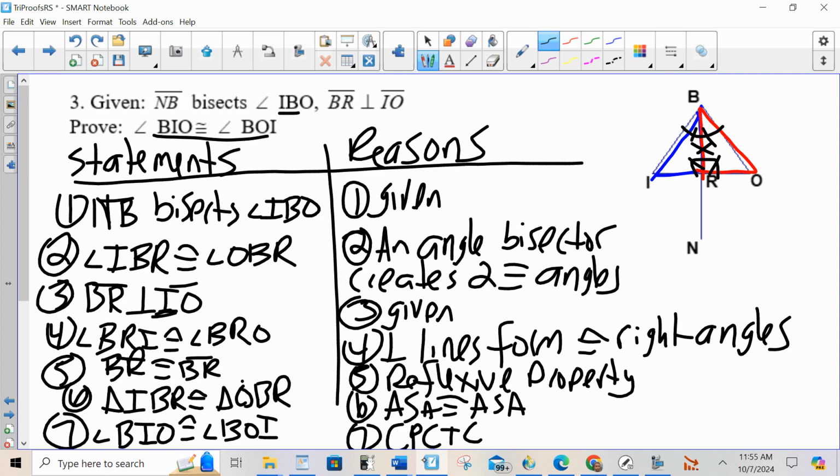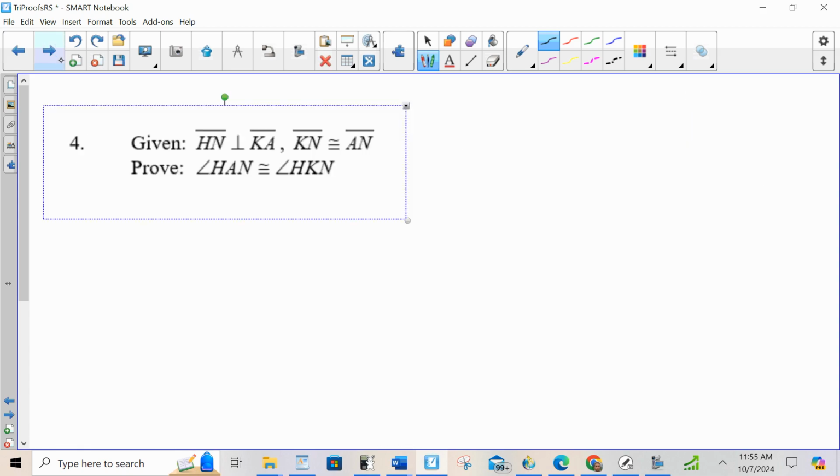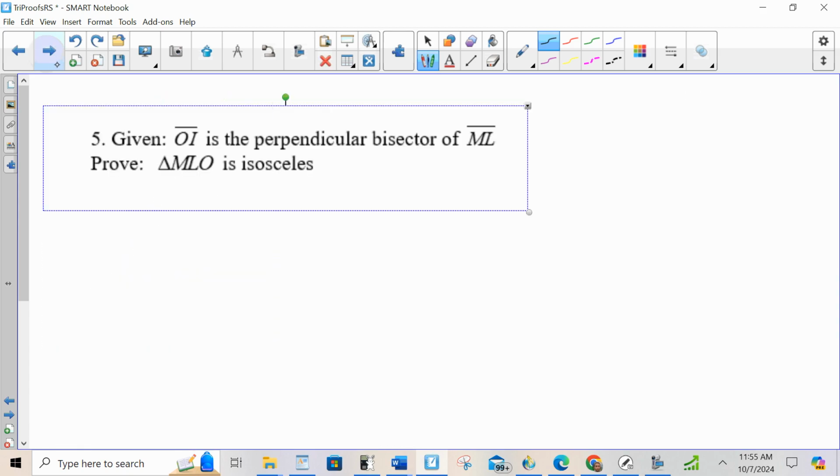So, on your exam, there will be a straightforward proof like this. It doesn't mean it's going to be an angle bisector and perpendicular and reflexive, but it will use any of your straightforward mini proof definitions, vertical angles, reflexive property. It's going to be a straightforward one. That brings us to number 5.